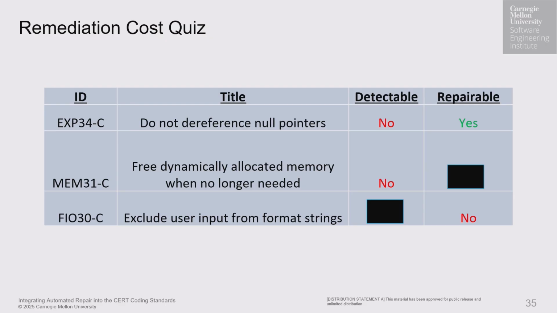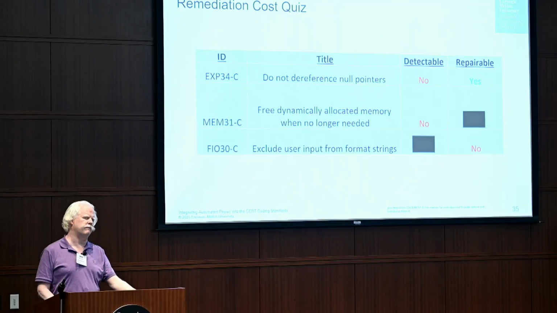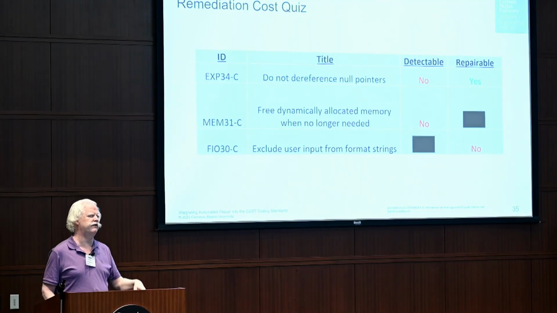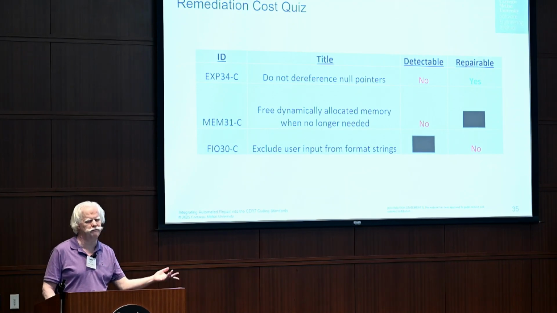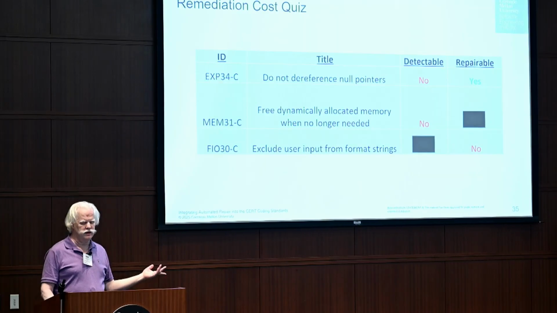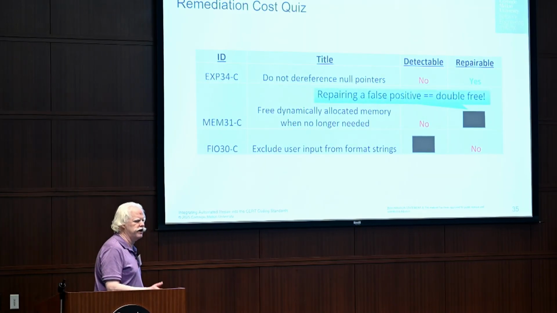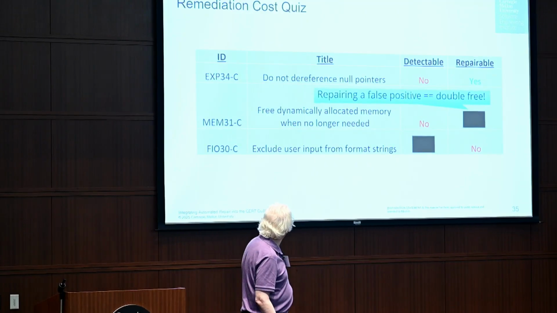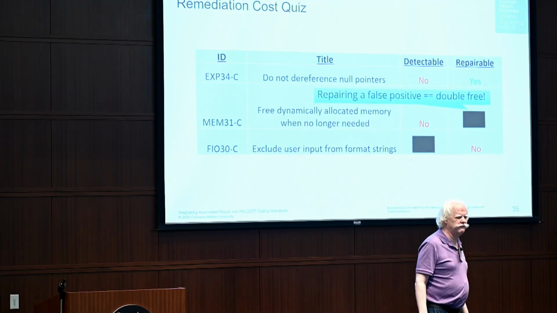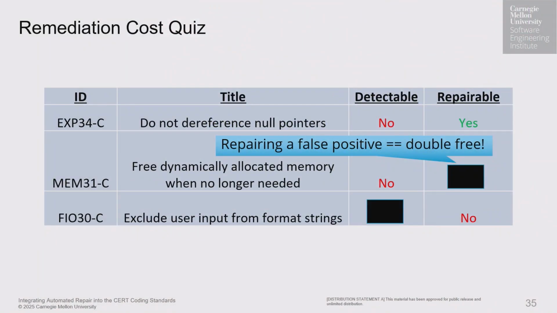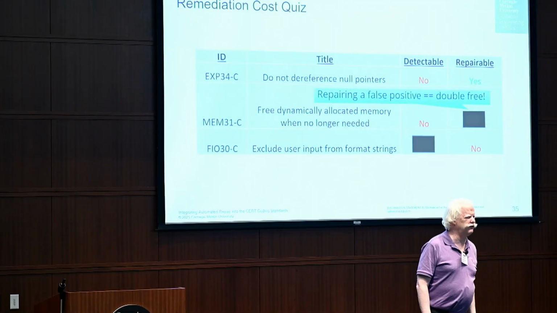So, free dynamically allocated memory when no longer needed. This is the rule against memory leaks. If an alert says memory is leaked on line 10, the memory owned by pointer P is never freed. Yes, you can in theory add a free. Does that fix the code? So, show of hands, how many people think that this rule, which is MEM31, how many think it's repairable? How many think it's not repairable? How many are asleep?